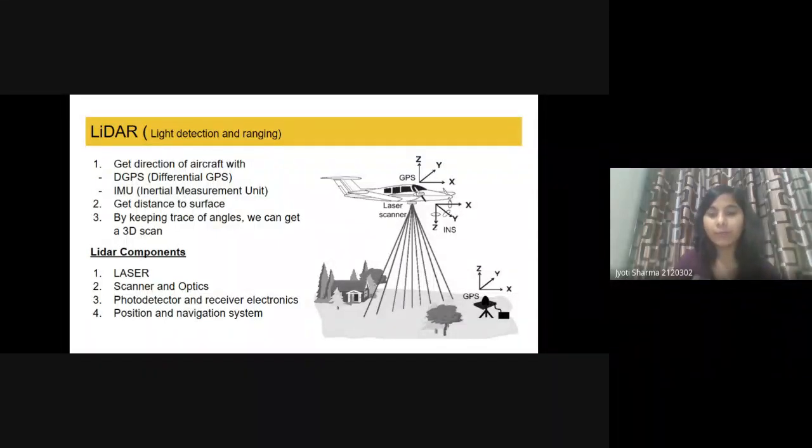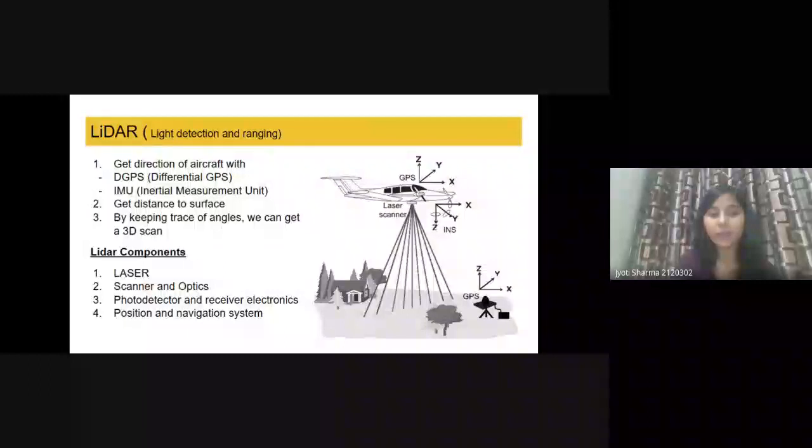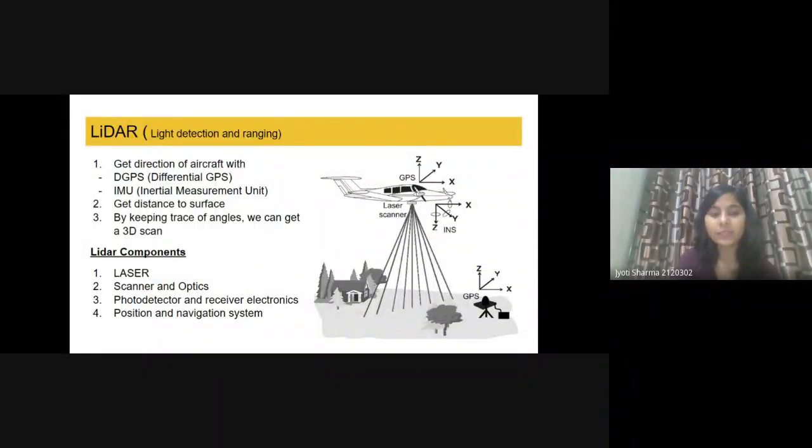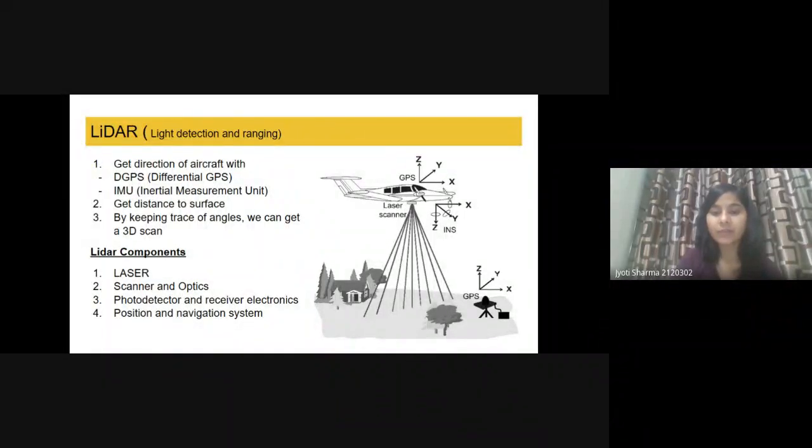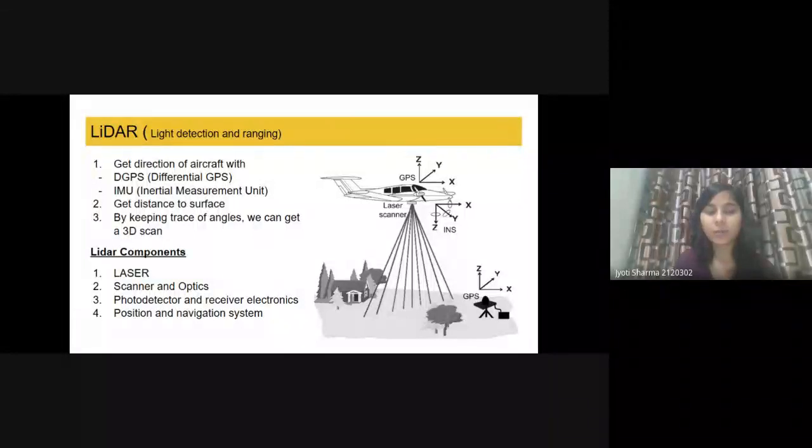So this is the lidar mechanism, how we can get the 3D image or the 3D scan using lidar. It has different components. The first is the laser, then there should be a scanner and optics. We must have the photo detector and the receiver electronics, because it will give you the reflected radiation as well. And there must be the GPS system, that is the positioning and navigation system.